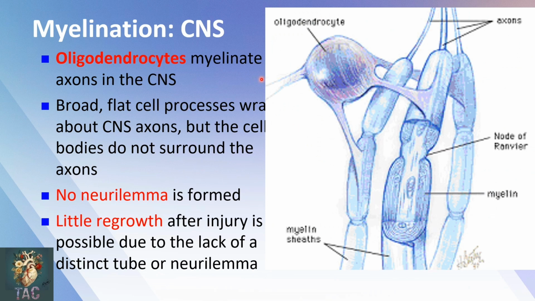So oligodendrocytes myelinate the axons in the central nervous system, and broadly the flat processes wrap around the central nervous system axon, but the cell bodies do not surround the axon. So the difference is that no neurolemma is formed, and little regrowth after injury is possible due to lack of the distinct tube or the neurolemma.